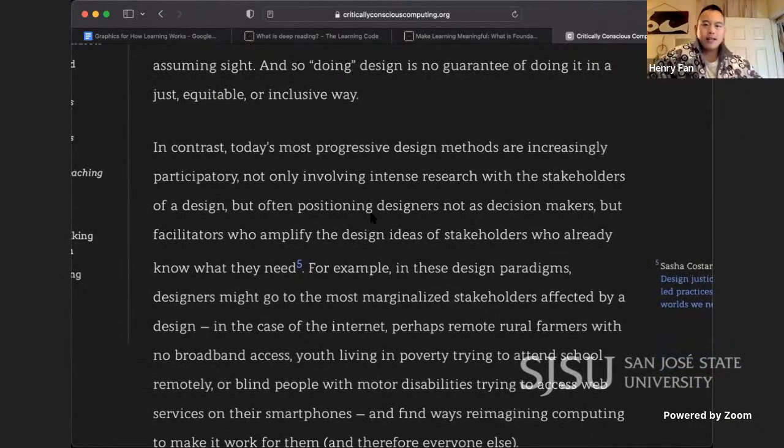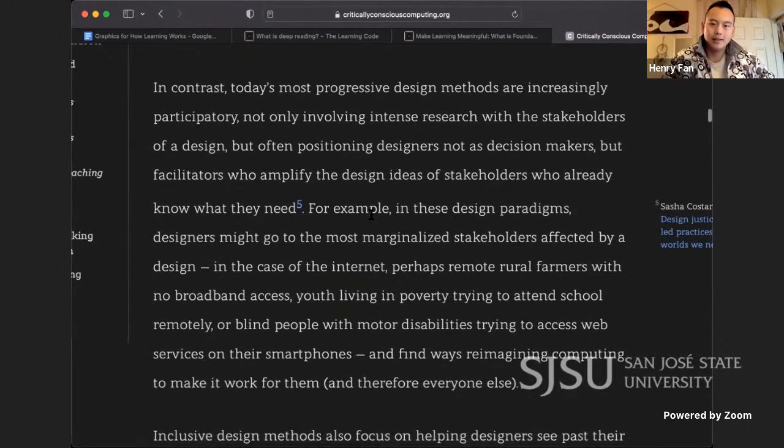In contrast, today's most progressive design methods are increasingly participatory, not only involving intense research with stakeholders in design, but often positioning designers not as decision makers, but facilitators who amplify the design ideas of stakeholders who already know what they need. It's beautiful. It's the heart of teaching, not acting as a decision maker, but facilitating.